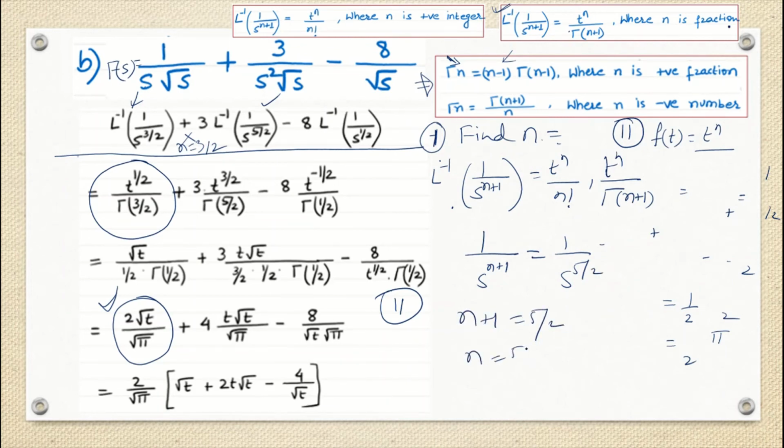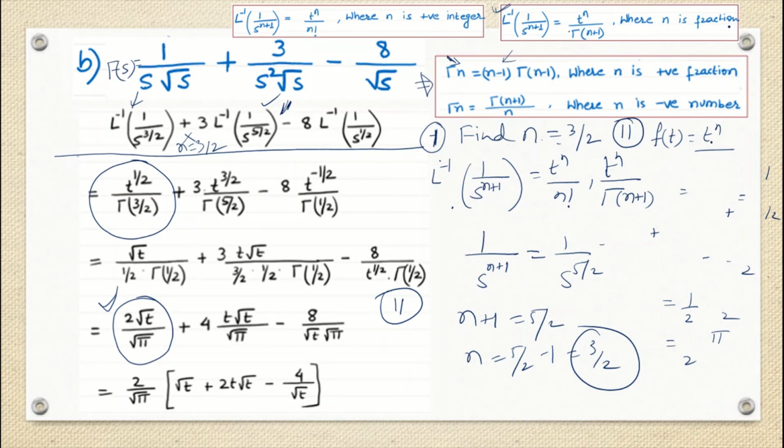So n will be how much? 5 by 2 minus 1. This is 3 by 2. So I got my n as 3 by 2 for my second term. My n is 3 by 2. So what is my second step? I have to solve gamma, and I have to put the value of n in my t domain function. That is nothing but your right hand side.